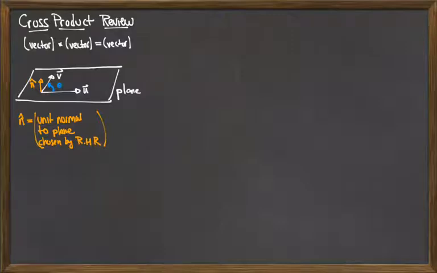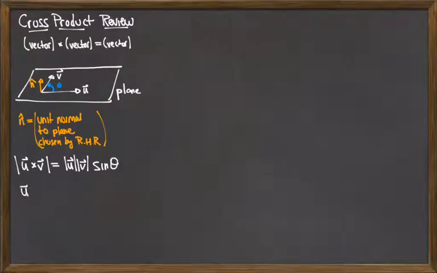So n will determine the direction of the cross product, and I need to tell you the length of the cross product as well. So the length of u cross v is going to be the length of u times the length of v, and unlike the dot product, which had the cosine of the angle between them, we're going to have the sine of theta. That's a scalar quantity right now. It's the length of the cross product.